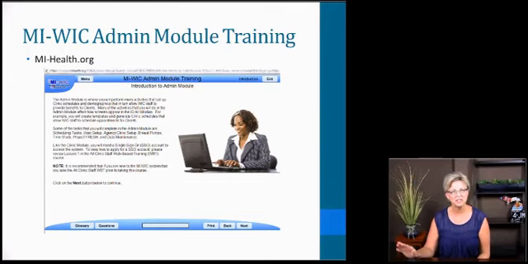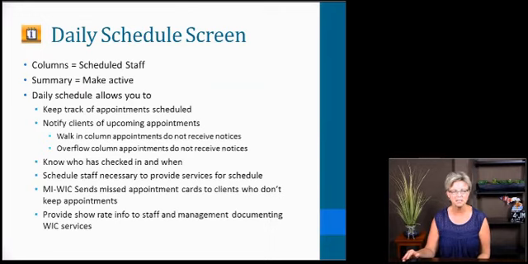Let's go into the scheduler vocabulary because it's all a little bit different than what you expect. What we mean by a column is called in the system scheduled staff. A summary button says to make active. The daily schedule allows you to keep track of appointments that are scheduled, notify clients of upcoming appointments, and we can also include things like walk-in column and overflow column, and those clients don't receive the regular appointment notices that you would normally have in a regular schedule template.